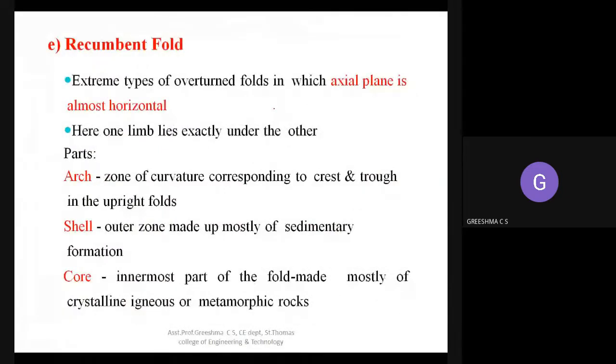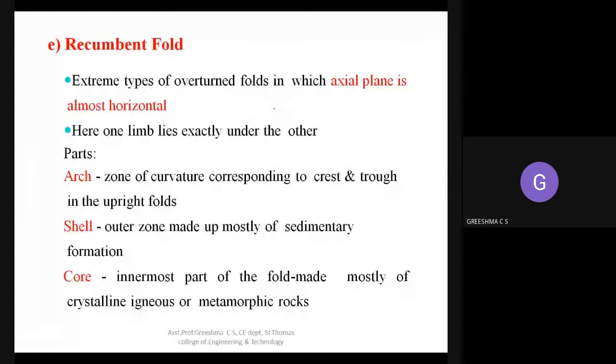So recumbent fold is having mainly three parts, that is arch, shell and core. Arch means the zone of curvature corresponding to the crest and trough in the upright fold, and shell means the outermost zone made up of sedimentary formation, and core means the innermost part of the fold.